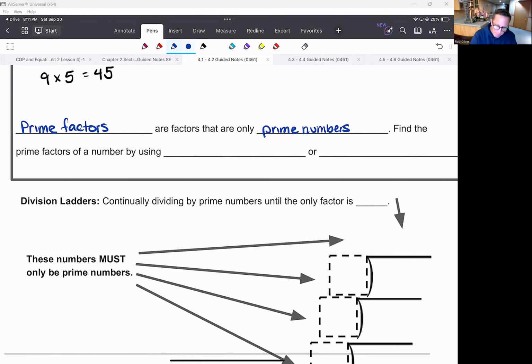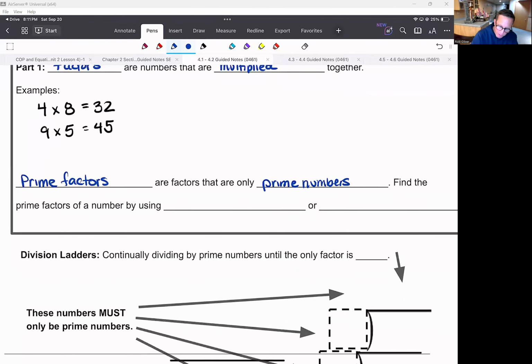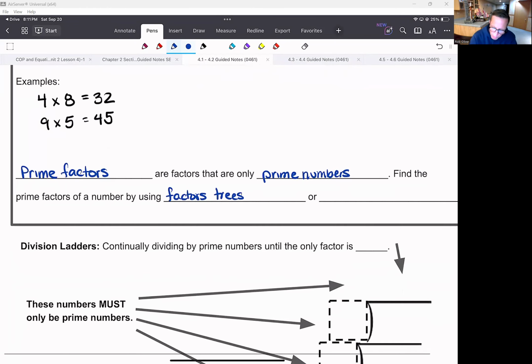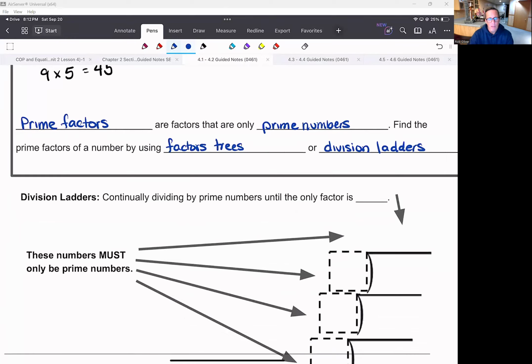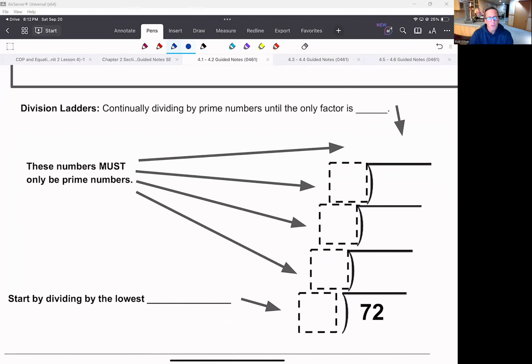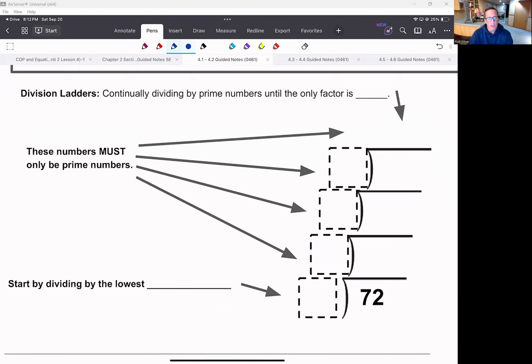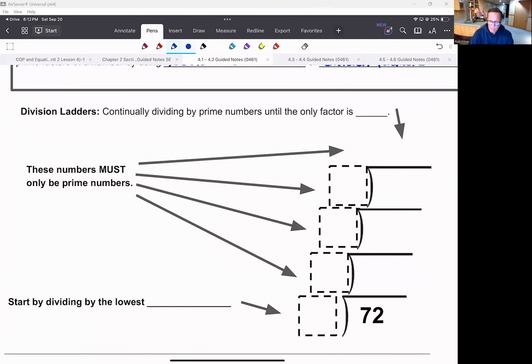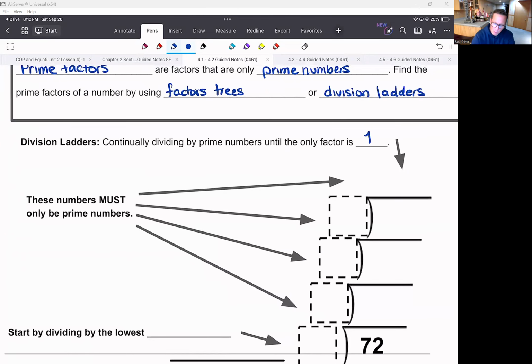Okay. Find the prime factors of any number by using factor trees, which is my preferred method of doing it, or there's another way to do it, which is division ladders. And there's other ways to do it too. These are probably the two most common ways of finding prime factors. Okay, so let's talk about division ladders first. Now, on division ladders, you continually divide by prime numbers until the only factor is 1.